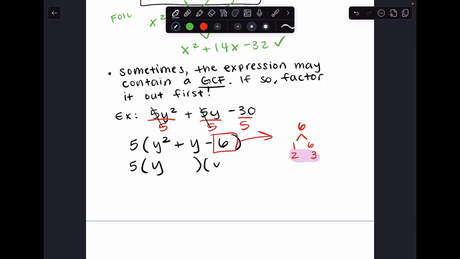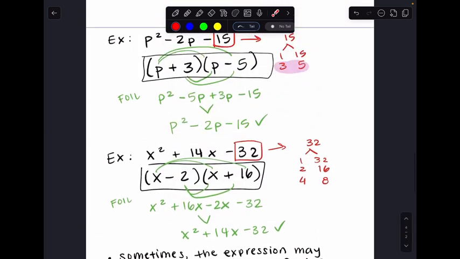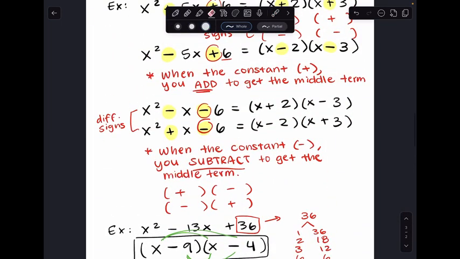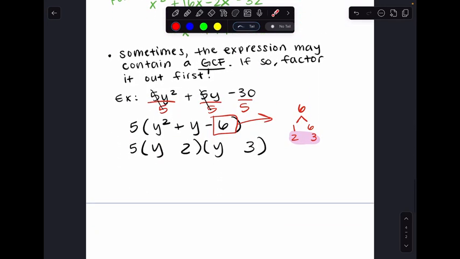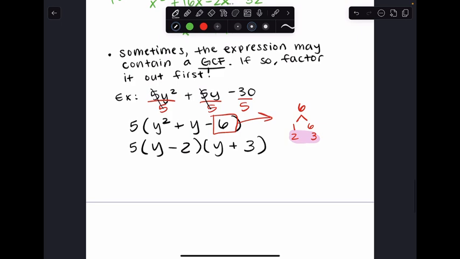Set up your pairs. Again, we have y and y because y times y gives you y squared. I'm going to go ahead and put my 2 and my 3 there, and then you have to decide, what are your symbols? We have a plus and a minus. Again, going back to the cheat sheet, plus and minus means you're going to have two different signs, a minus and a plus. But then again, you have to check and see which one would work. I need a positive 3, because if I do positive 3 minus 2, you're going to get a 1 in the middle. So there is your answer for that one.